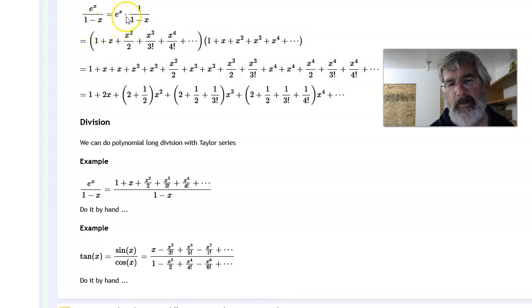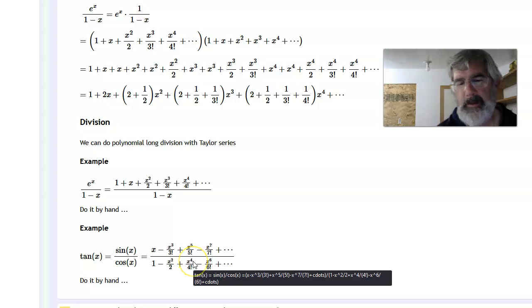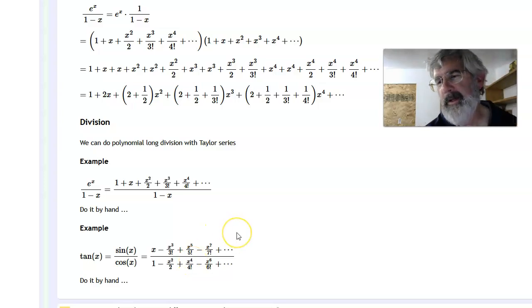Rather than doing it as a product, I'm thinking of this as a quotient. So I've got the e to the x. I'm going to turn that into its Taylor series, and then I'm going to divide that by 1 minus x. When I'm done with that, I want to do another example where I'm actually dividing a Taylor series by a Taylor series. This becomes a bit more complicated, but again, still possible.